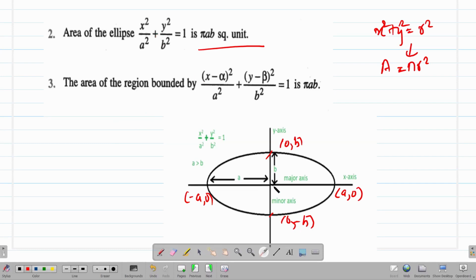This ellipse has its center at the origin, but if its center gets shifted to another point, that means in this particular case we have our center as (α, β). The center of this ellipse is (α, β), but the area remains the same. So if the center is shifted to (α, β), the ellipse reduces to (x - α)²/a² + (y - β)²/b² = 1, but my area remains the same, that is πab.